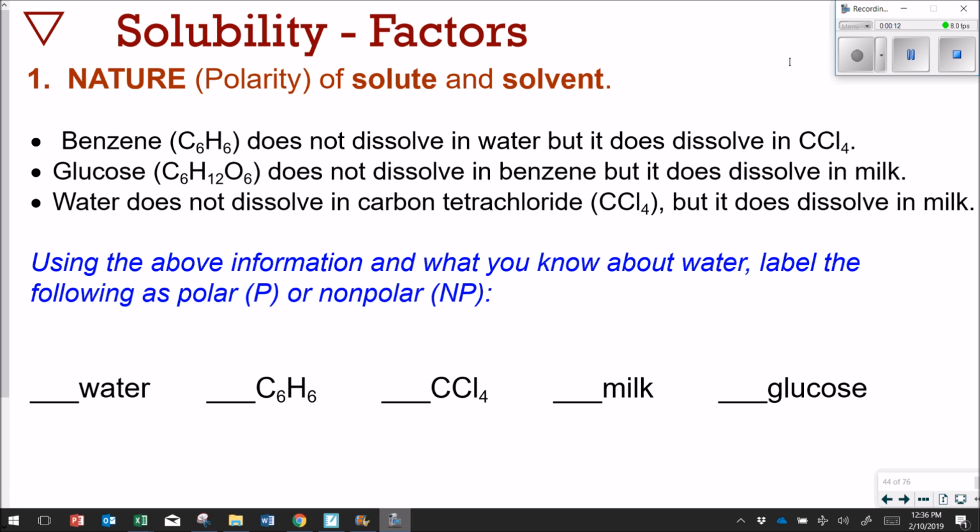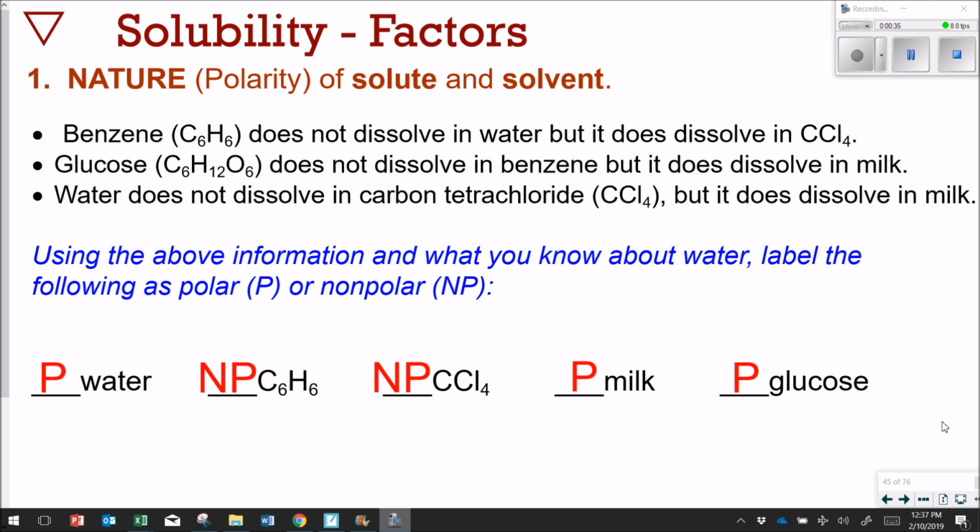Let's practice this. Pause the video, read the information, and label the 5 substances as polar or non-polar. Here are the answers. If you got it right, great. If not, remember like dissolves like, and ask your teacher for help in class.